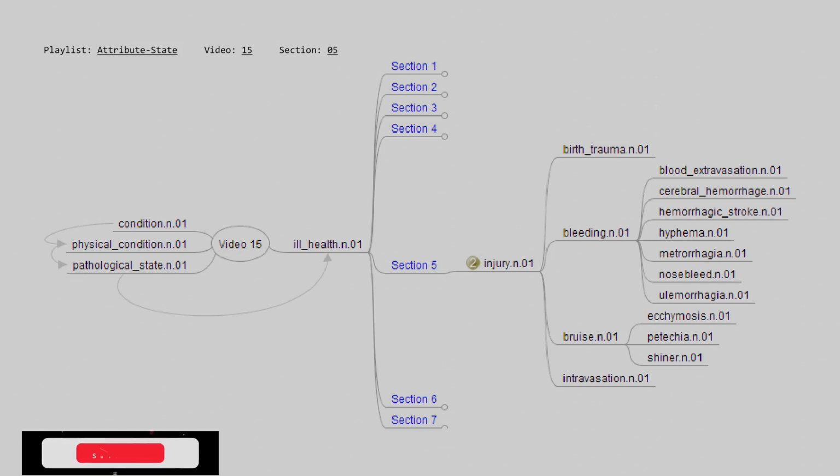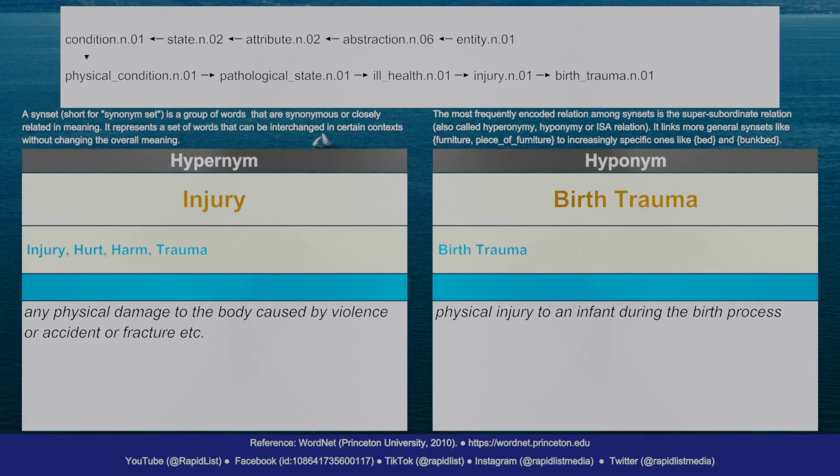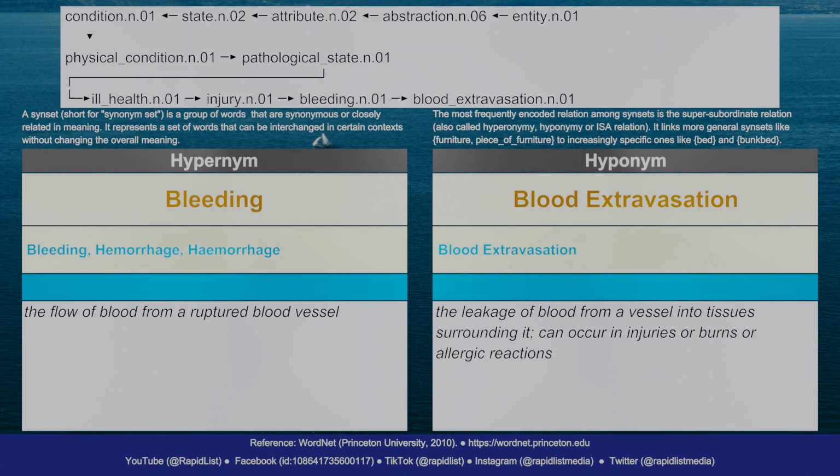Section 5. In this section, we will explore injury part 2. Birth trauma. Physical injury to an infant during the birth process. Bleeding. The flow of blood from a ruptured blood vessel. Blood extravasation. The leakage of blood from a vessel into tissues surrounding it can occur in injuries or burns or allergic reactions.